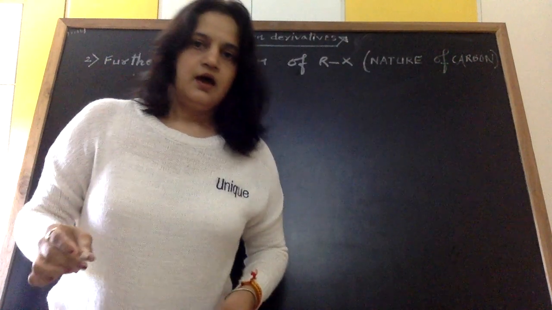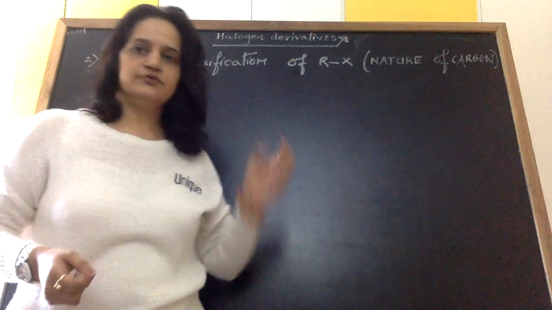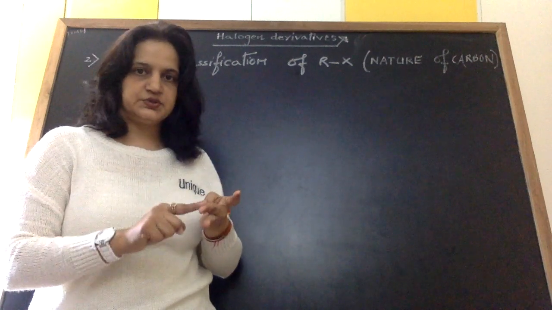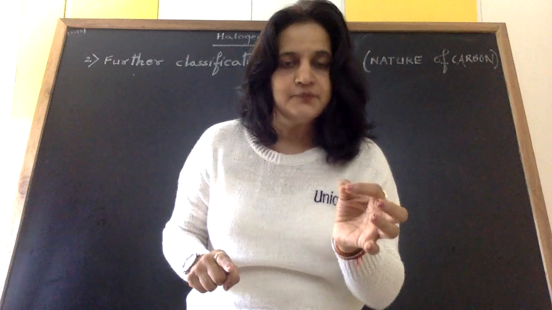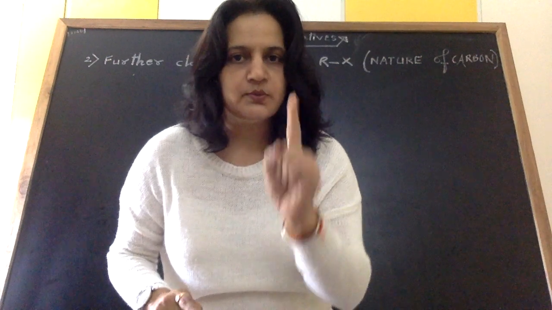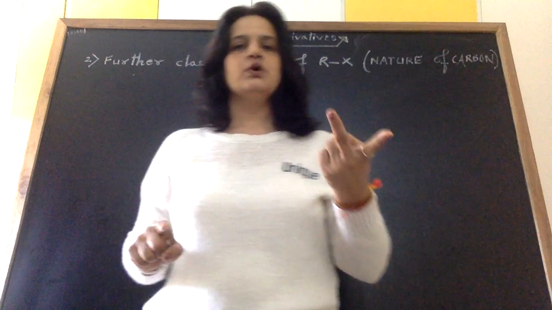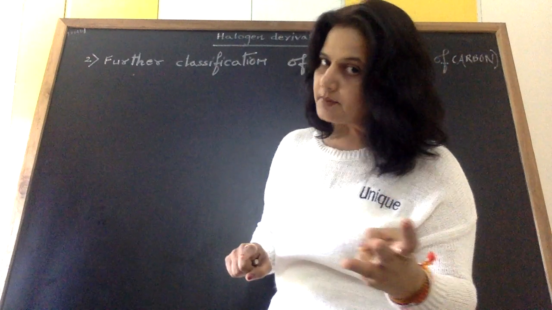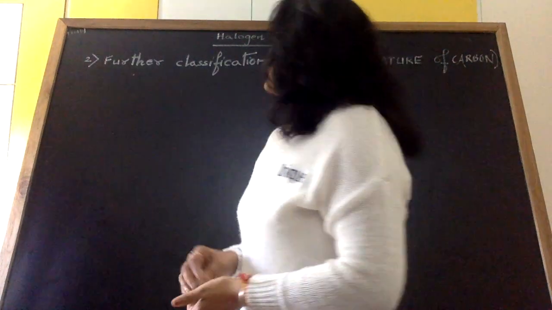Right? How many types of carbon atom are known to you? There are 4 types of carbon atom: primary carbon, secondary carbon, tertiary carbon, quaternary carbon. Primary carbon is that carbon which is directly attached to one more carbon. Secondary carbon is that carbon which is directly attached to 2 more carbon. Tertiary carbon is that which is directly attached to 3 other carbon. And quaternary is obviously that which is attached to 4 other carbon.